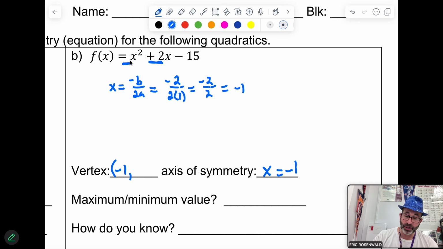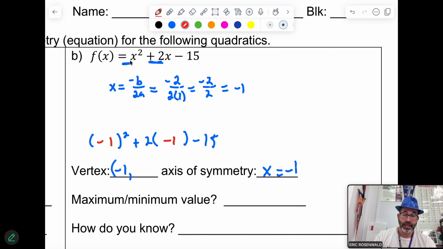So if we do that, we're going to plug in the negative 1 in place of the x. And if we use our calculator to simplify, we end up getting a negative 16 for my vertex.